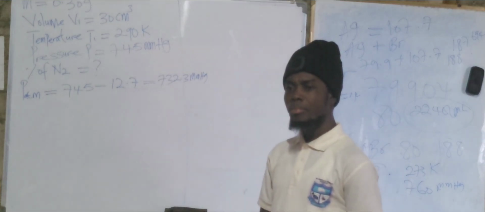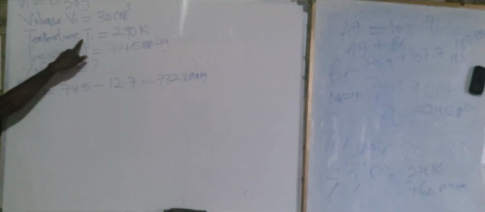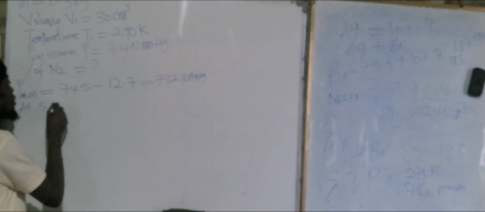This pressure is what you are going to substitute into your formula. Now you have all of these values. But whenever you have a problem like this, you observe that you have a volume, a pressure, and a temperature. Then you must introduce the original values, which are at STP, standard temperature and pressure.